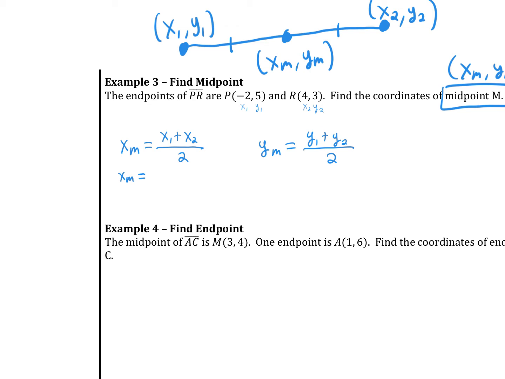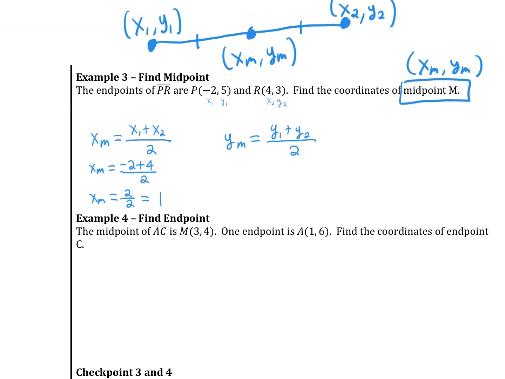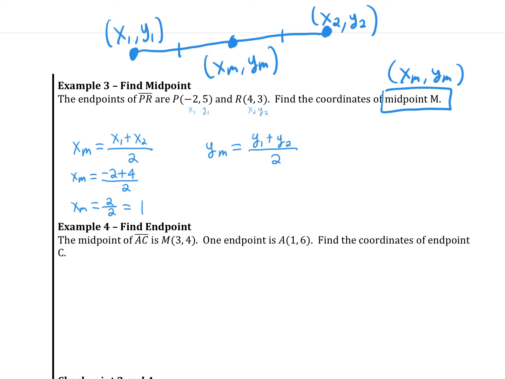So x sub m equals, what's x sub 1? It's -2 plus, what's x sub 2? It is 4, all over 2. So x sub m equals, what's -2 plus 4? It is 2. And what's 2 divided by 2? It is 1. So the x coordinate of the midpoint is going to be 1. For a midpoint, what do you do? Add them together and divide by 2.